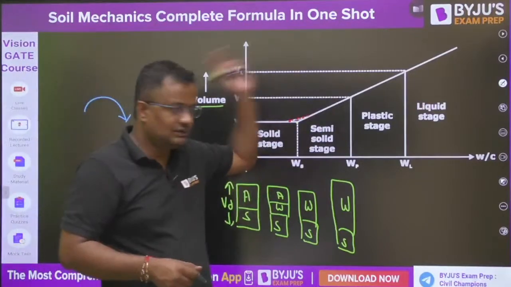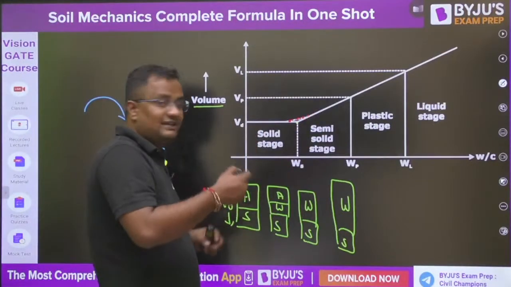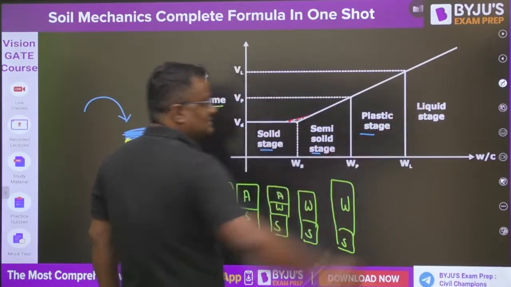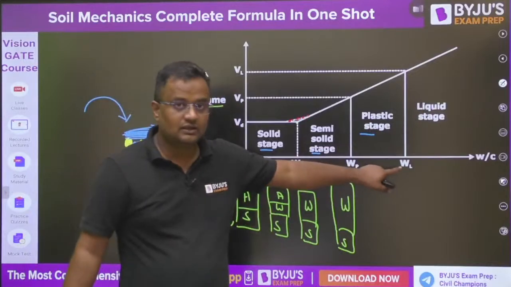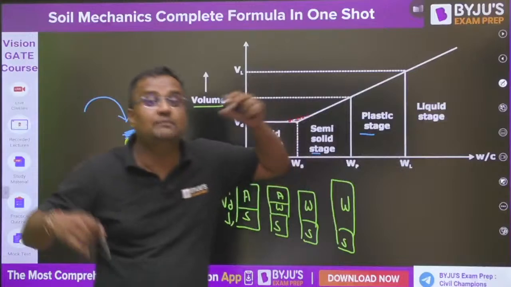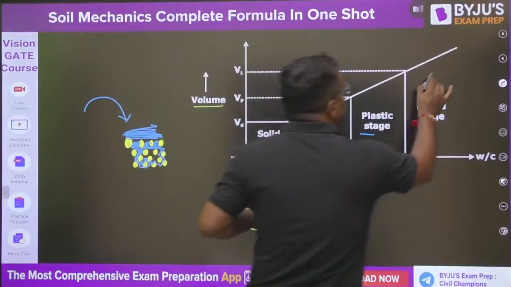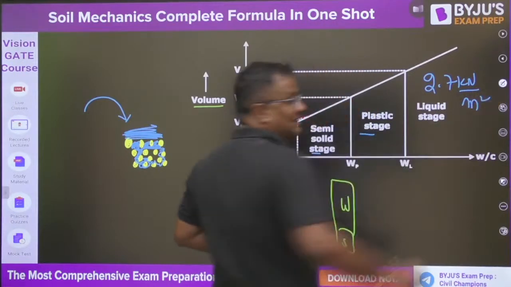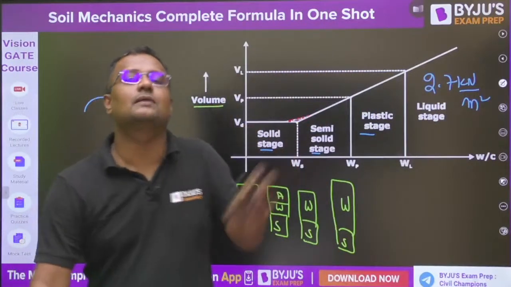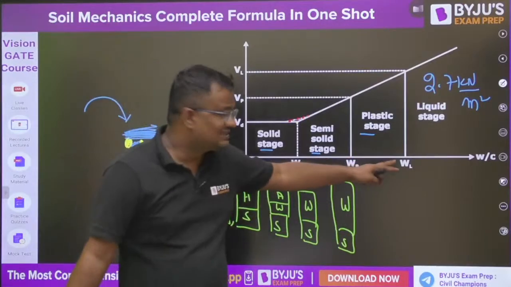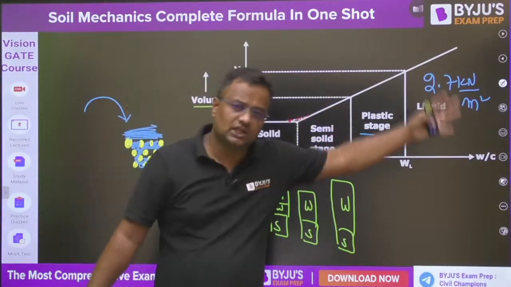So with more water, if we increase the water, it is solid state, then it is semi-solid. Further increase the water, it will be plastic, and then it is liquid state. That is WL, liquid limit. Liquid limit means the water content after which soil behaves as liquid. The shear strength is negligible, around 2.7 kilonewton per meter square, which is very less compared to other soil values. So WL is that water content after which soil behaves as liquid.